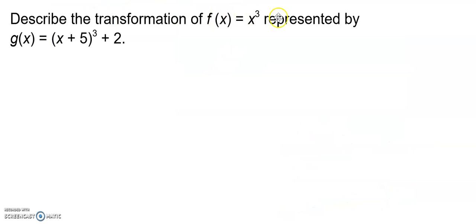All right, so here we're going to, given the function and the transformed function, now describe the transformation. So pause the video, describe the transformation from f of x to g of x, and pause when you're ready to discuss.